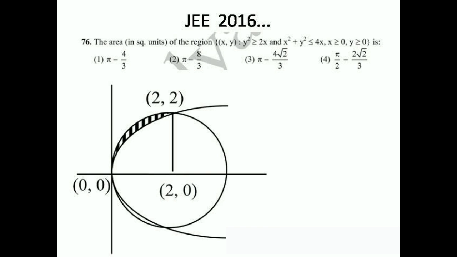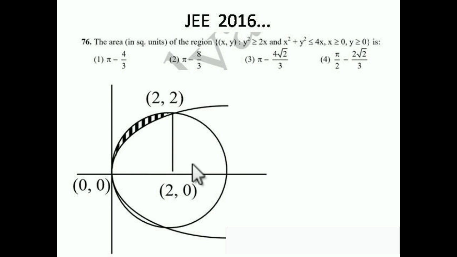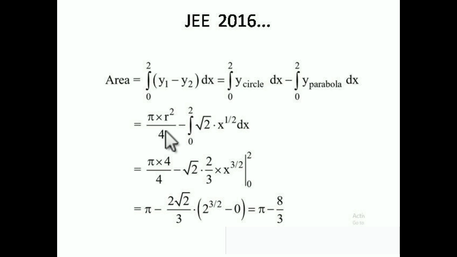Let's do that. So you have limit between 0 to 2, y1 minus y2 dx. But what is y1? It's the circle, minus the parabola, y2. So 0 to 2 circle, 0 to 2 parabola. You just need to understand the basic concept. Okay, so for the circle, you can do it with integration also, but it takes some time. So if you don't want to do that, you know that it's the fourth part of the whole circle. So its area is pi r square by 4. So I just write it down, pi r square by 4, and r is 2. I put it here. So I got pi.